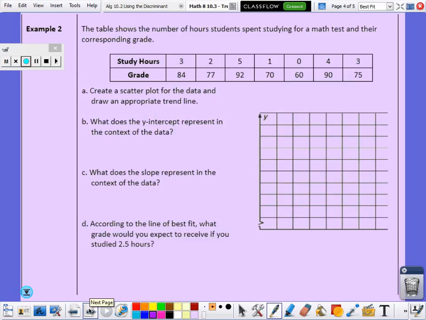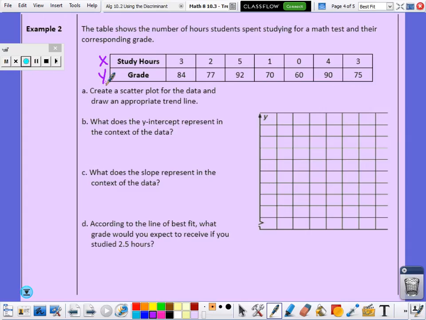Okay, for example 2, the table shows the number of hours students spent studying for a math test and their corresponding grade. So here we have study hours, and below that we have the grade. So study hours is actually our X variable, and grade is our Y. For part A, we're going to create a scatter plot for the data and draw an appropriate trend line.